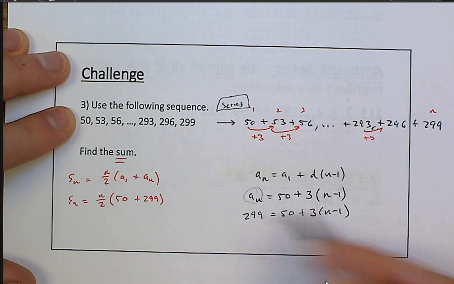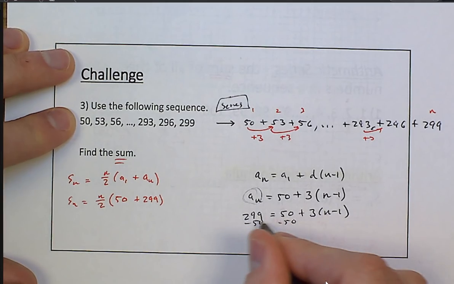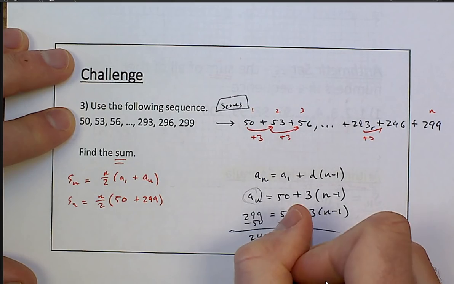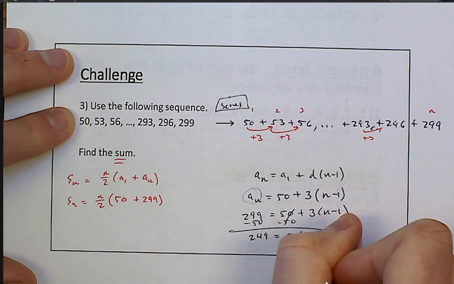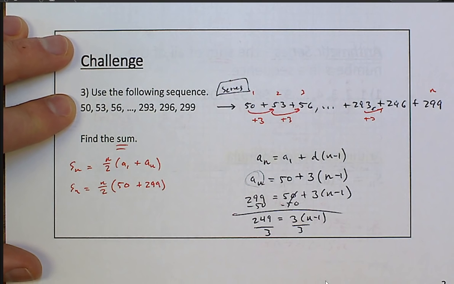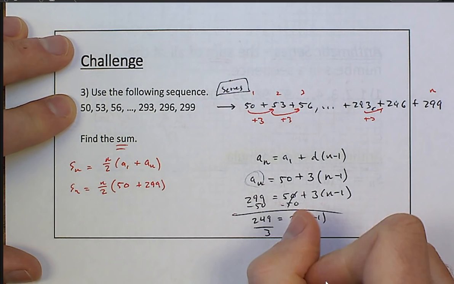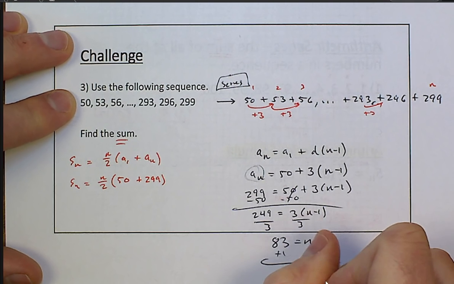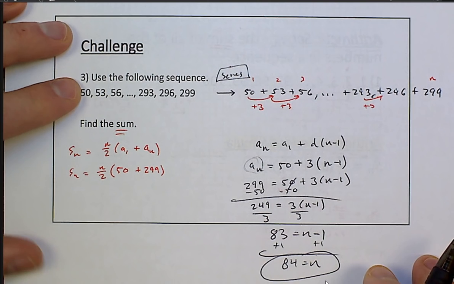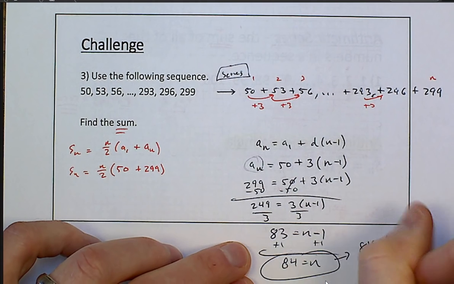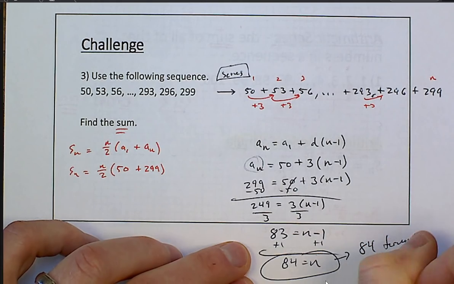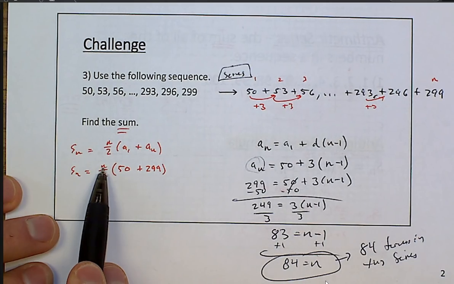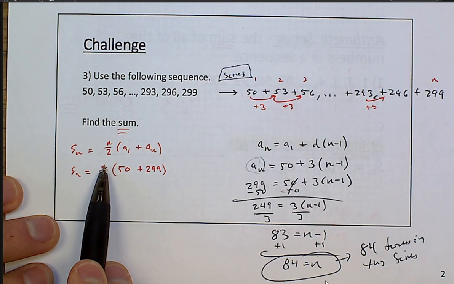So we solve this, right? I'm going to subtract 50. 299 minus 50 gives you a nice, neat 249. And then I'm going to divide by 3. 249 divided by 3, I get 83 equals n minus 1. Then I'm just going to add 1 to both sides, and I get 84 equals n. So what does that mean? What did we just find? We just found that there are 84 terms in this series or sequence. Why is that important? Because we need to plug that in right here for n. Remember, n represents the total number of terms in the sequence.